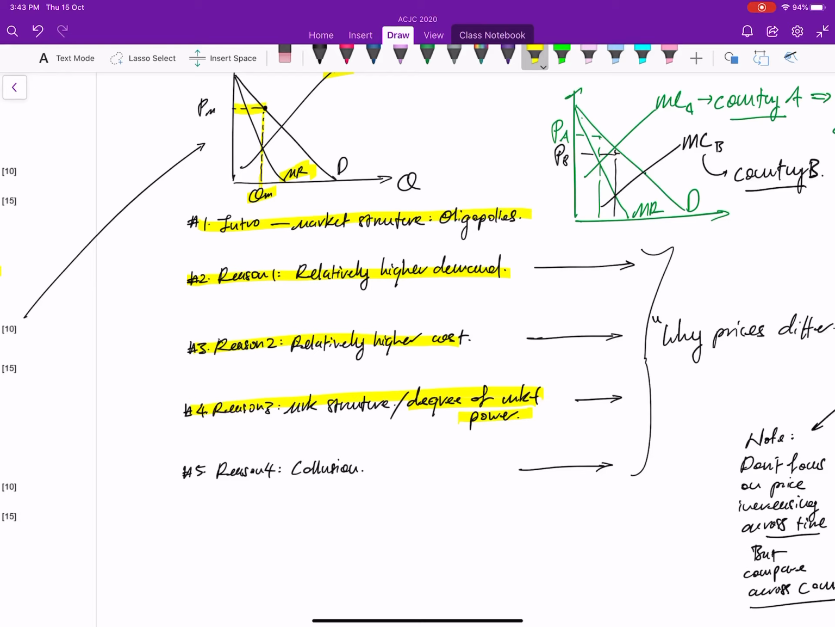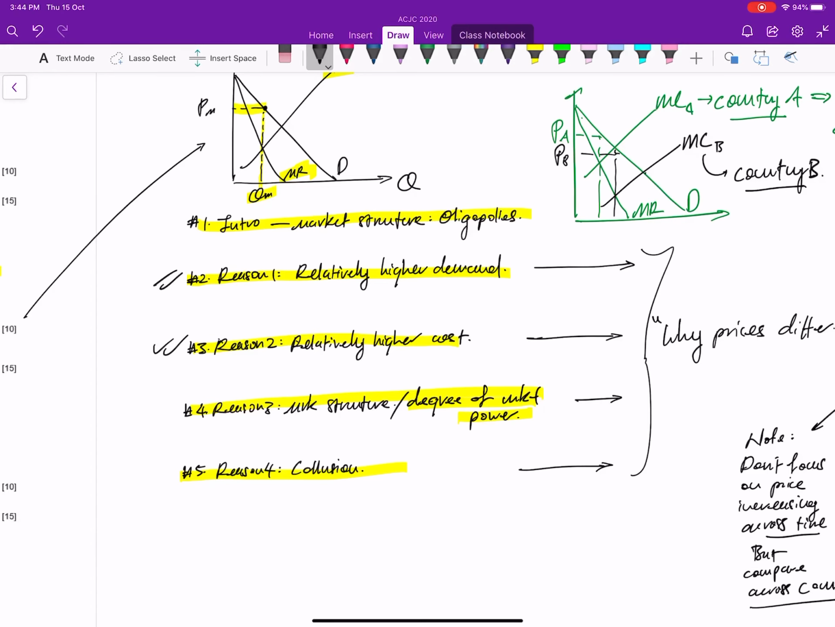Okay. Of course, there are other ways to explain this. If you really wanted to, you can go into considering collusion. But as a tip, when you see a price determination question for market structure, you should always think of the demand side and then the supply side, which is in this case MC.